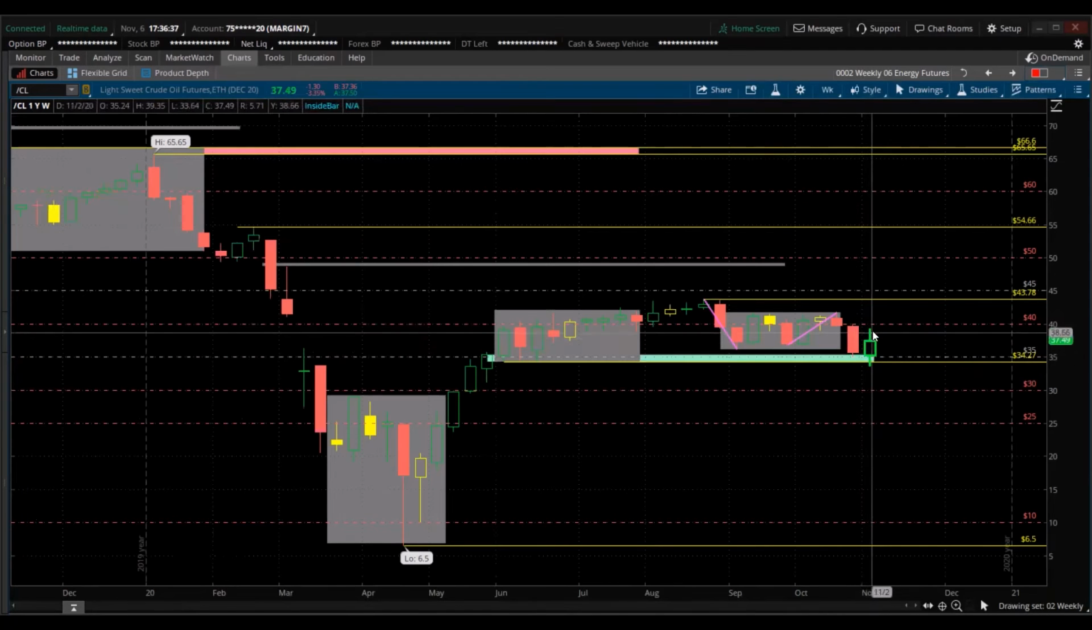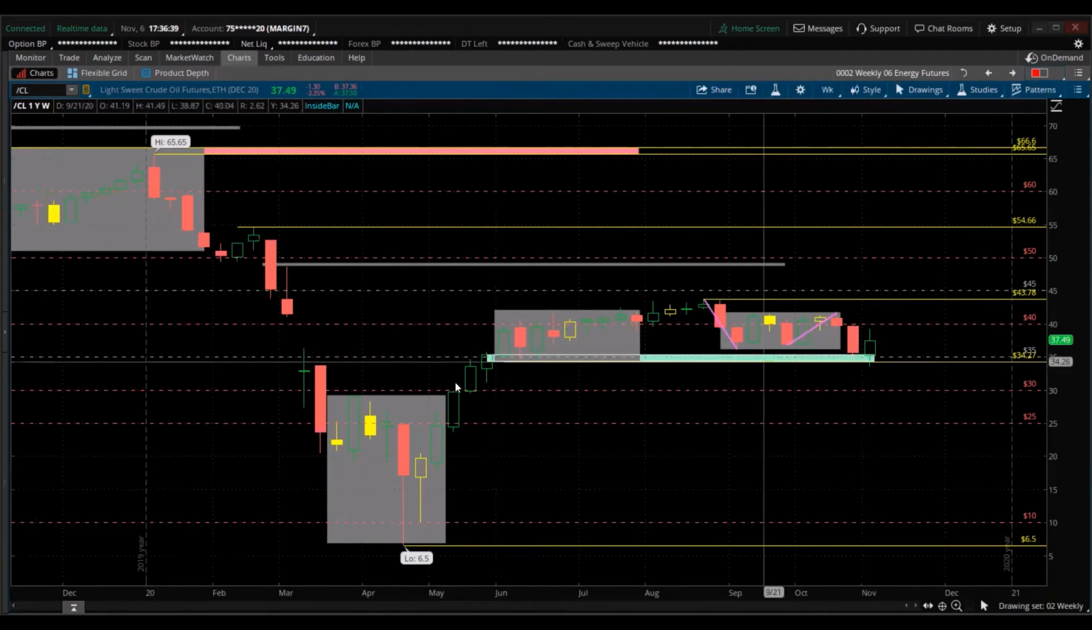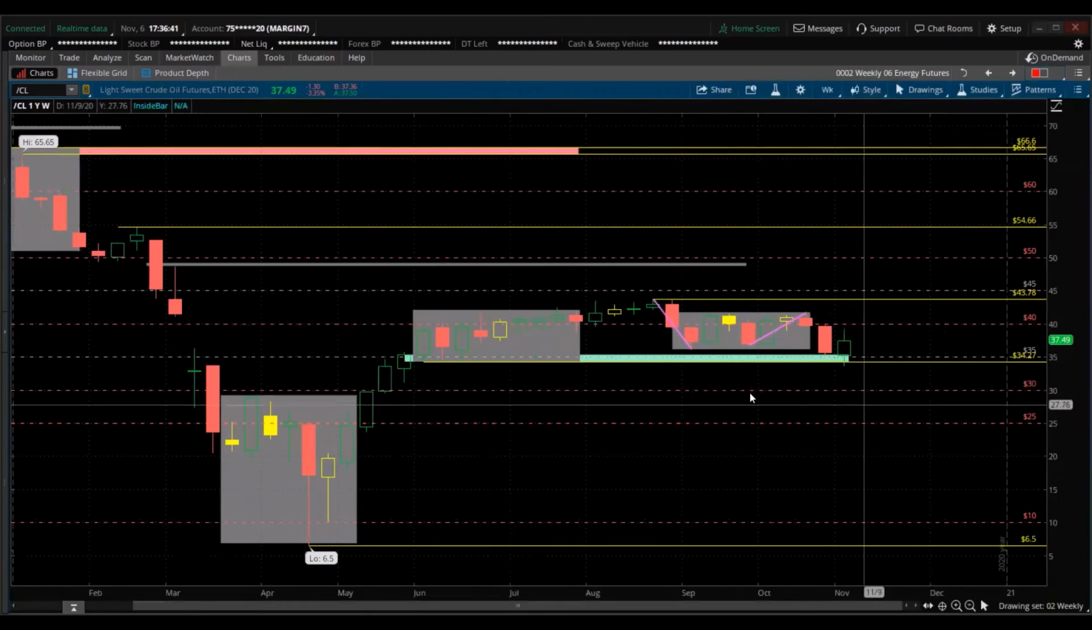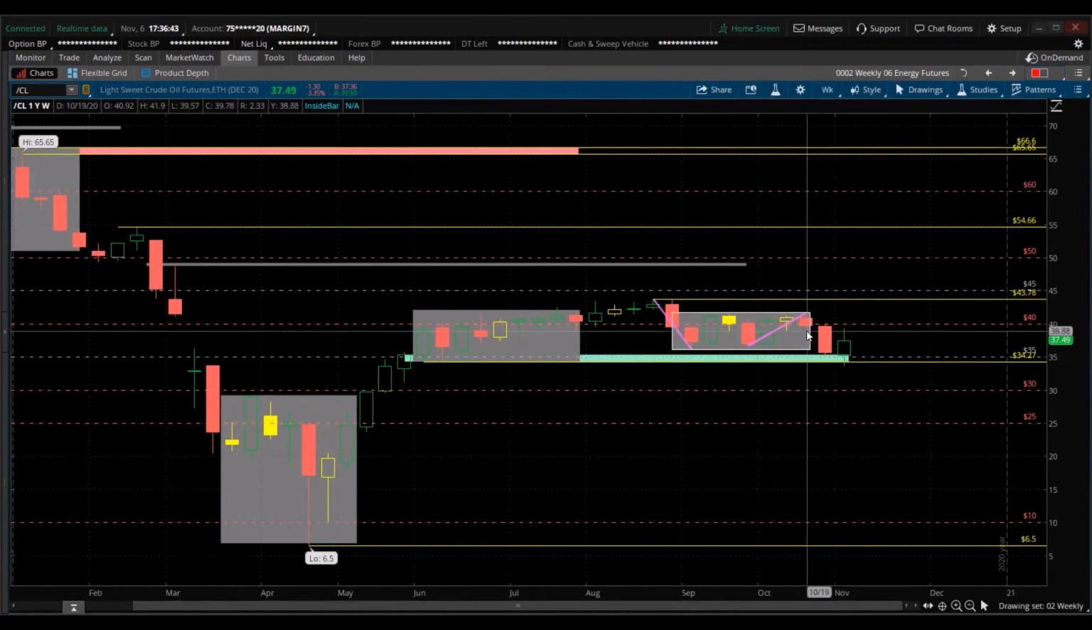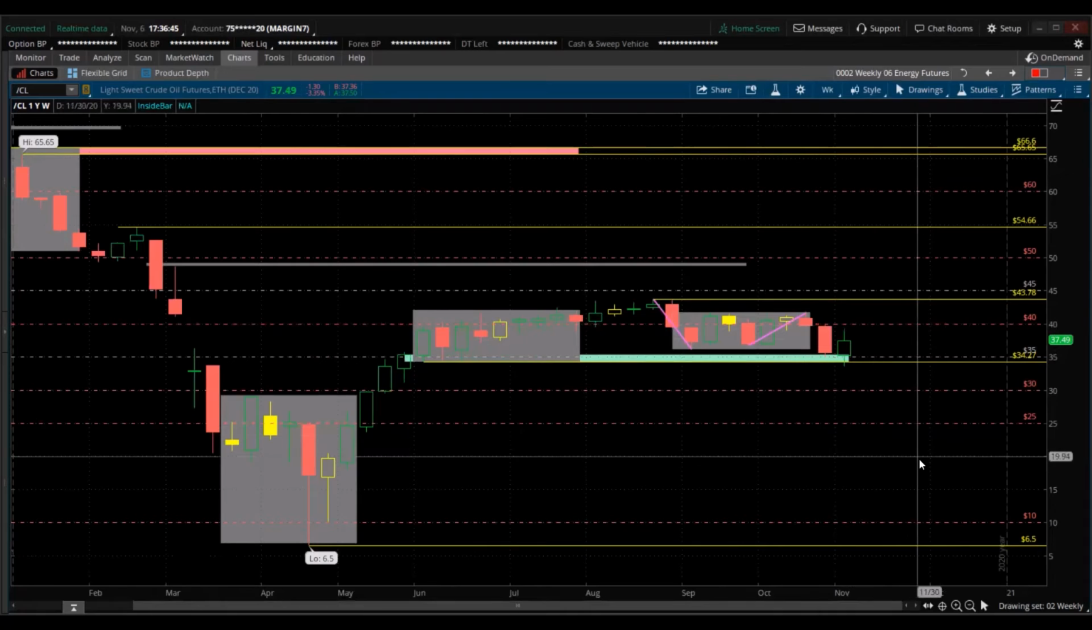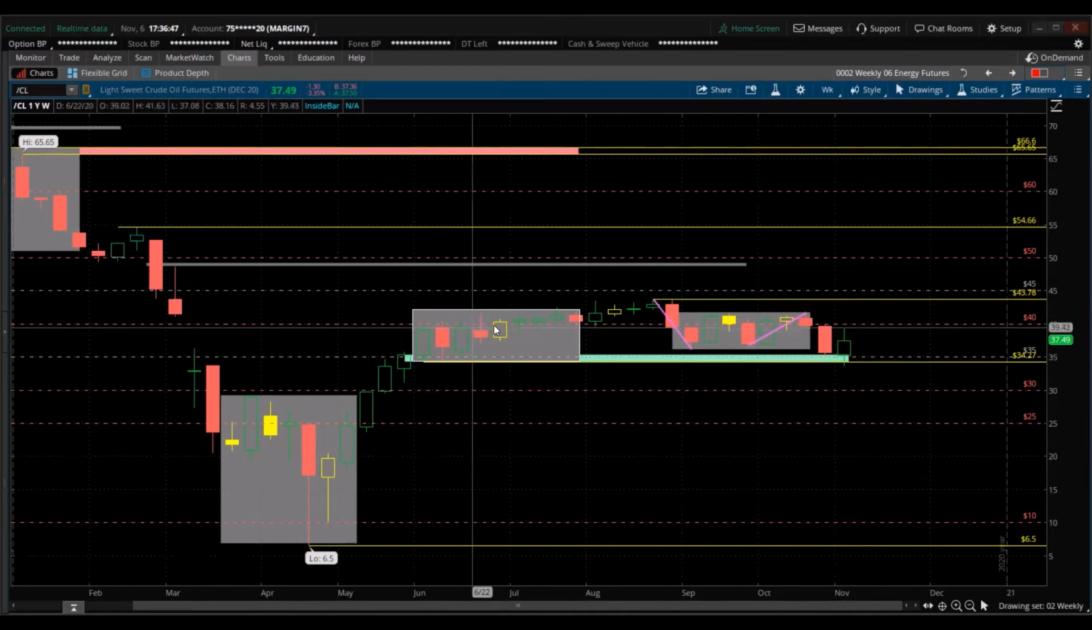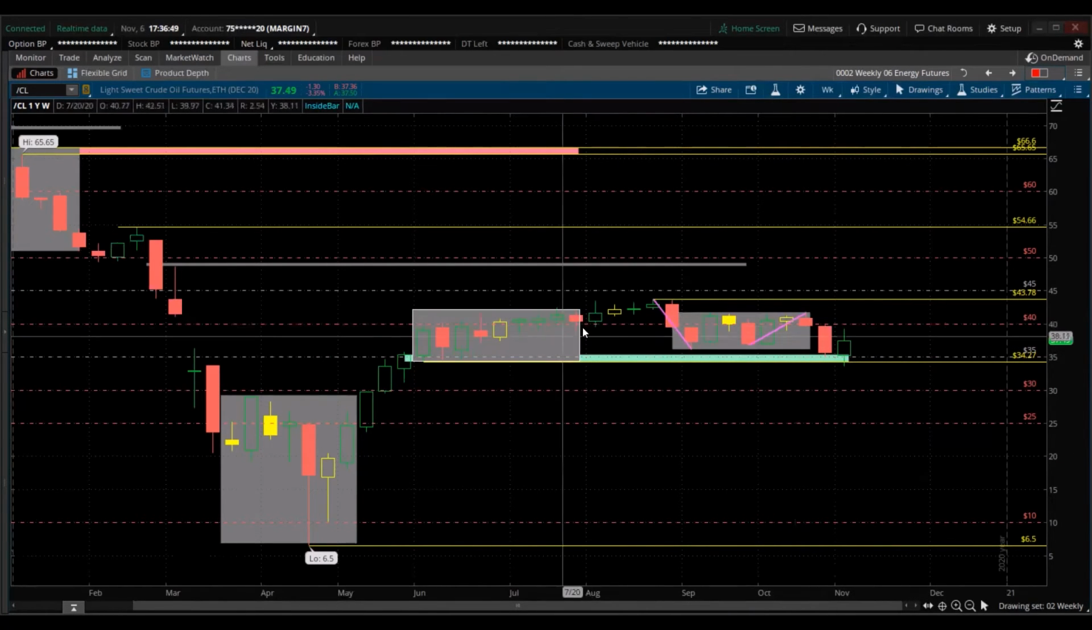But we did make a lower high and lower low from the prior week. Been very bearish. Again, crude oil is priced in US dollars. So as the dollar's been declining, crude oil has been a huge consolidation.